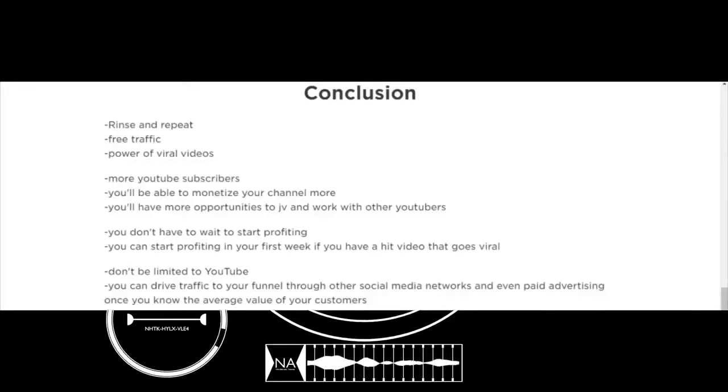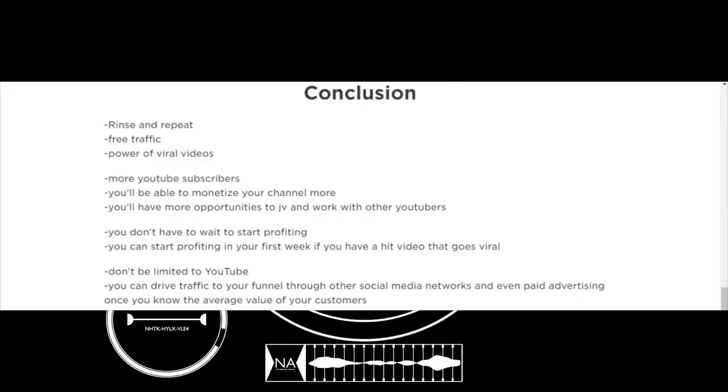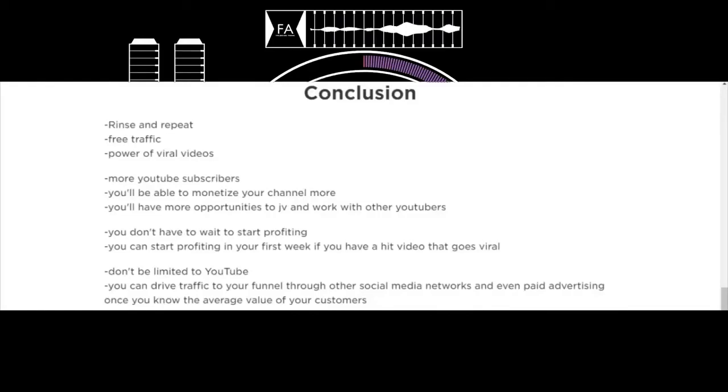Now that you've got a hit video and a profitable funnel and a list that you could profit from almost every day, you could just rinse and repeat this process, or you can just be content with this and just profit from the list. And then you could just generate your traffic from other sources other than YouTube. For example, you could generate traffic from other social media networks, or even use paid advertising once you know the average value of your customers. Of course, you could rinse and repeat this whole process of creating a hit video and creating a profitable funnel.